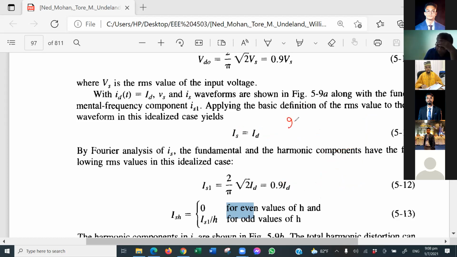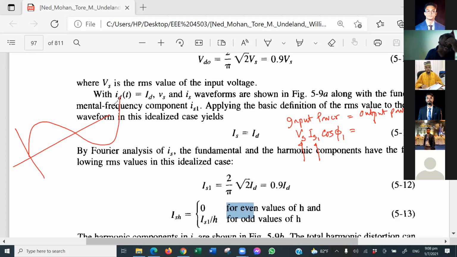Now, if it is a lossless conversion, there is no loss in your diodes, so input power must be equal to your output power. Input power will be Vs, Is1 cosine phi 1. Do you agree with me why I am writing this one? If the voltage is sinusoidal, the current must be sinusoidal. You cannot take the rectangular current to find out the power. So this Is1 is nothing but that.